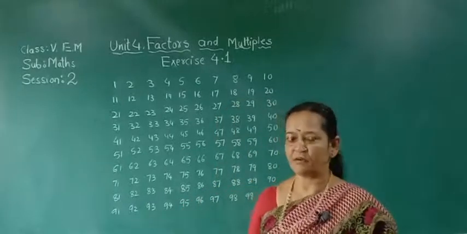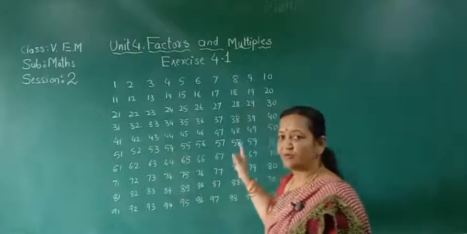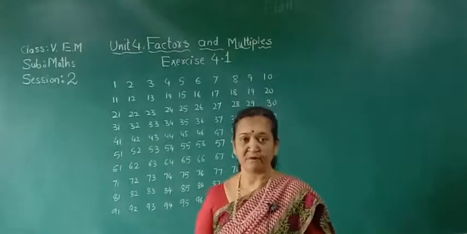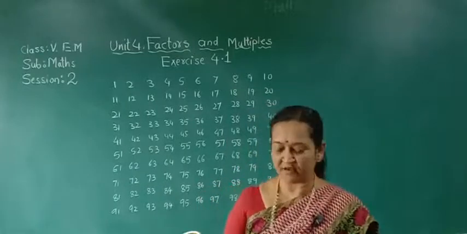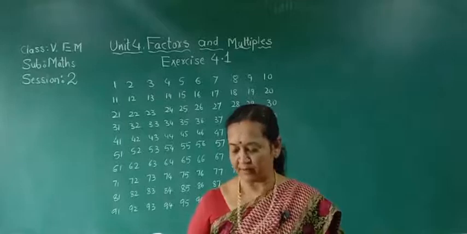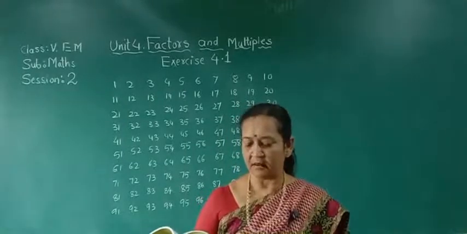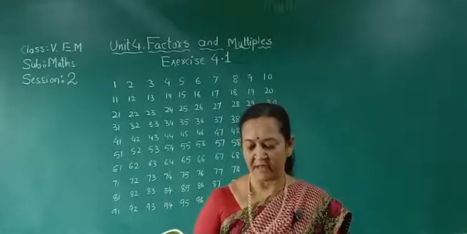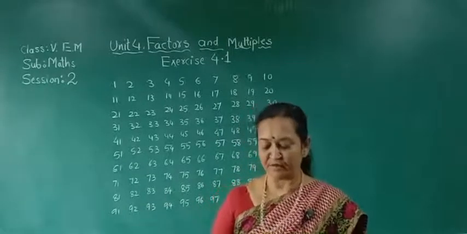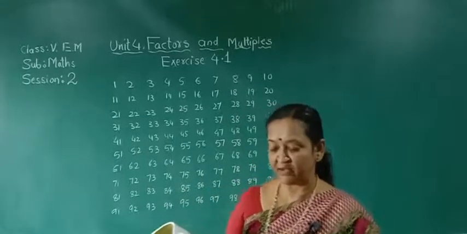Hello children, today in session 2 let me go to exercise 4.1. Now here, first question from page number 46. First question, what it says: circle the multiples of 4 with blue color, cross the multiples of 6 with red color and underline the multiples of 9 with a pencil. Now here, first what we should do, we should circle the multiples of 4 with blue color.